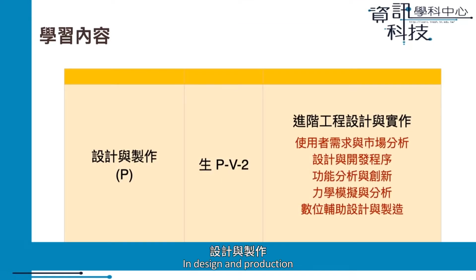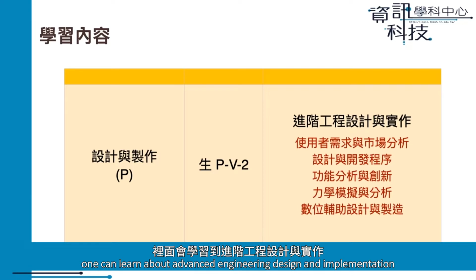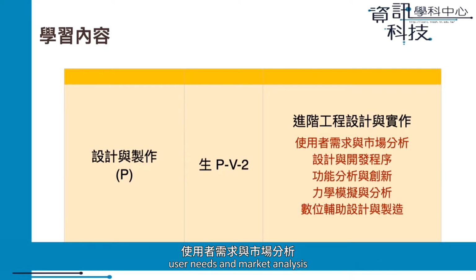In design and production, one can learn about advanced engineering design and implementation, user needs and market analysis, design and development procedure, functional analysis and innovation, mechanics simulation and analysis, and computer-aided design and manufacture.